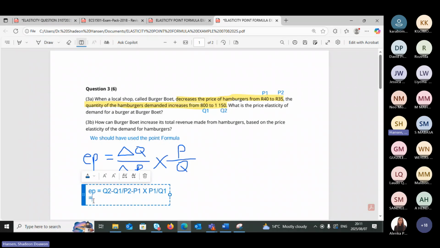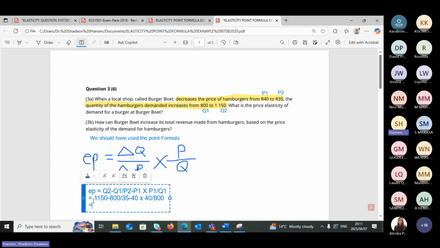Then we can do the substitution now, students, because we've done the formula. Quantity 2 is 1,150, minus quantity 1, which is 800. We divide that by price 2, which is 35, minus price 1, which is 40. We multiply that. What is price 1? Price 1 is 40. What is quantity 1? Quantity 1 is 800. Do you see? All right, now let's do further simplification.